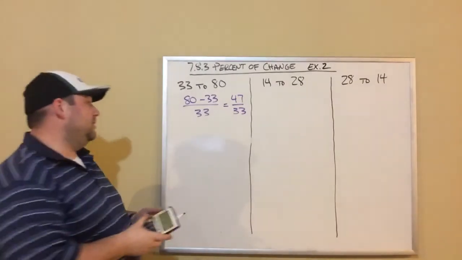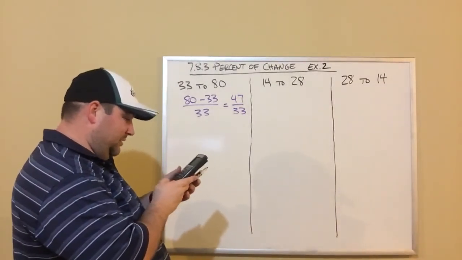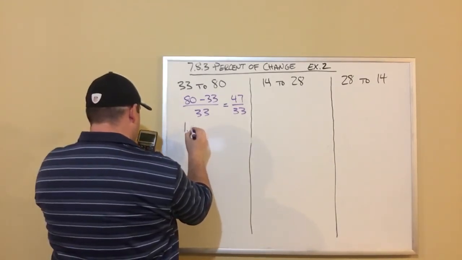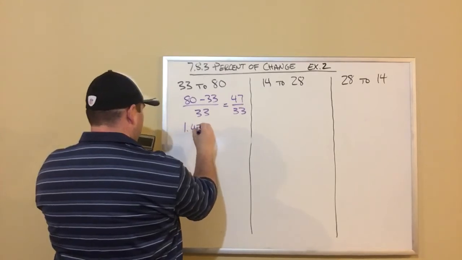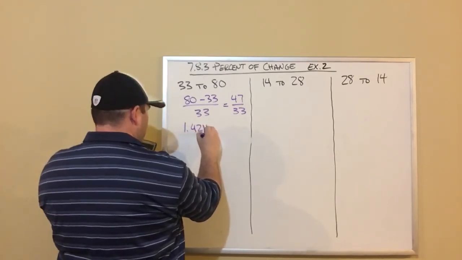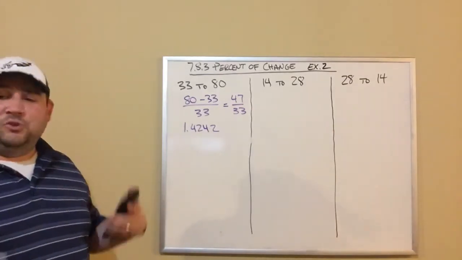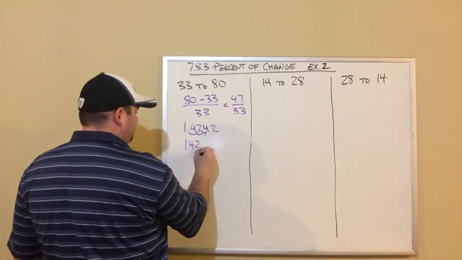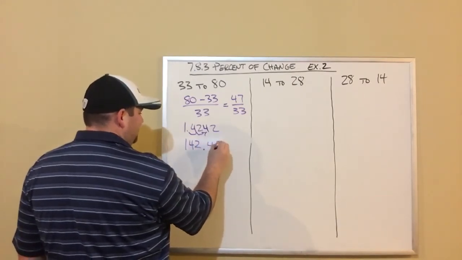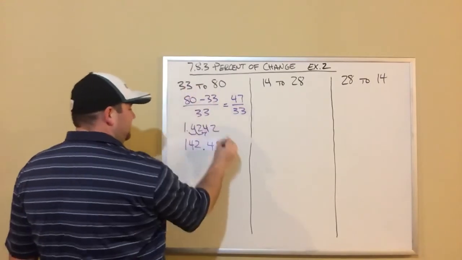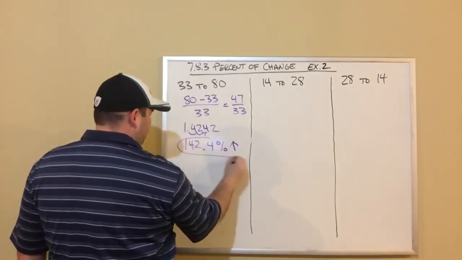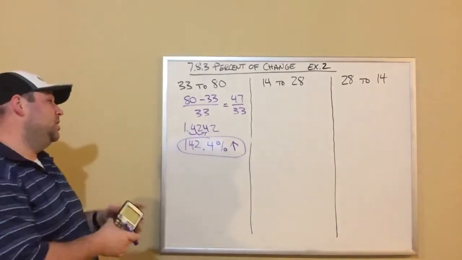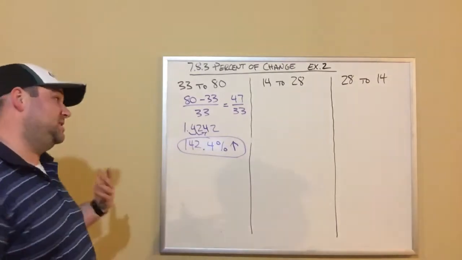Get my calculator here. I'm just going to do that division. 47 divided by 33, and I end up with 1.4242. So then I move my decimal 2 to the right, just like we've been doing, and I end up with 142.4 when I round to the nearest 10%, and we went up, so it was an increase. And you can see we ended up with over 100%. That can happen. You can end up with a over 100% increase.